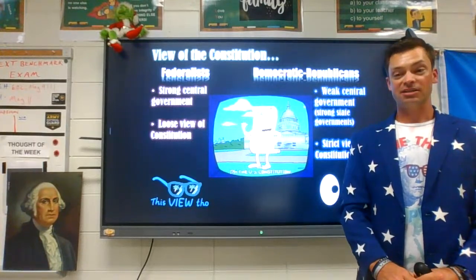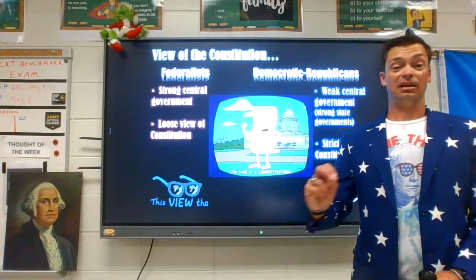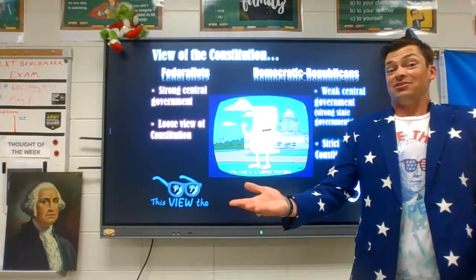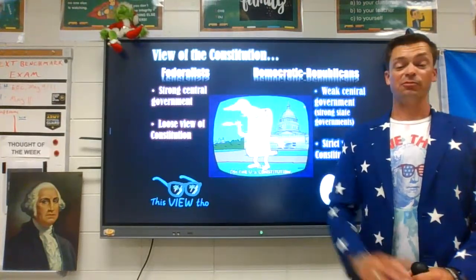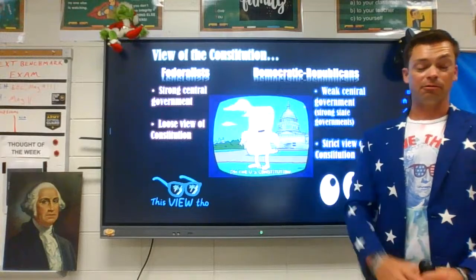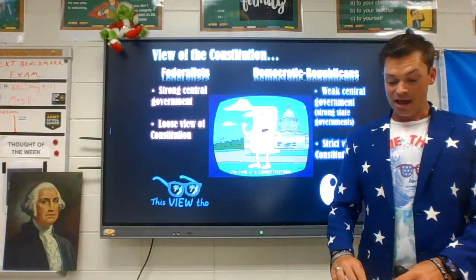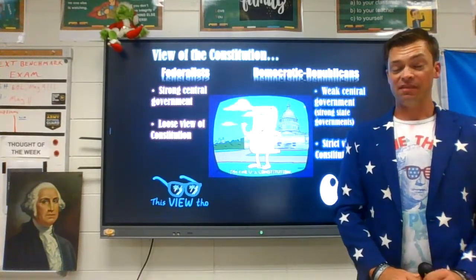And then their view on the Constitution is the opposite. They have a very strict interpretation of the Constitution. If it was not written down in pen and ink, the same document that we all voted on and agreed to, then you can't do it. Our Constitution does not specifically say the federal government can create a national bank. A Democratic Republican would say, you therefore can't create a national bank.